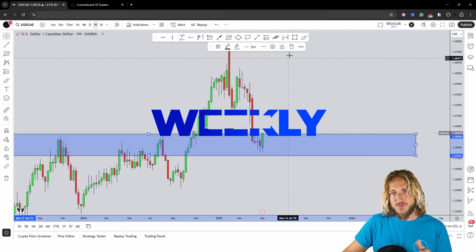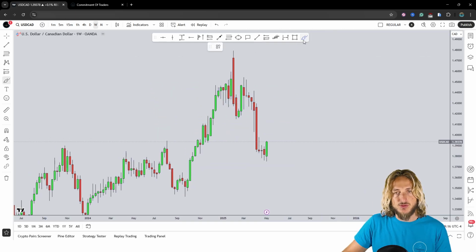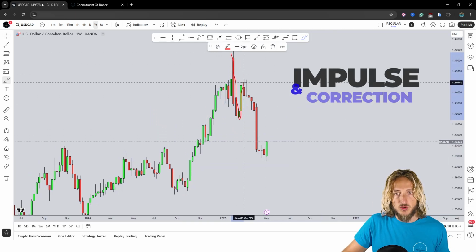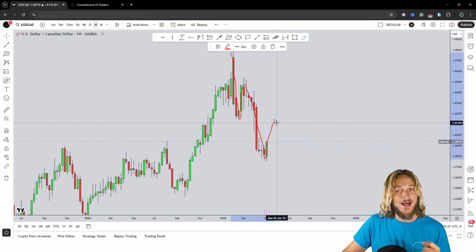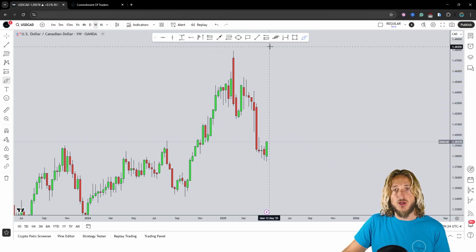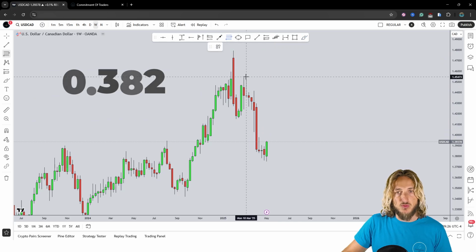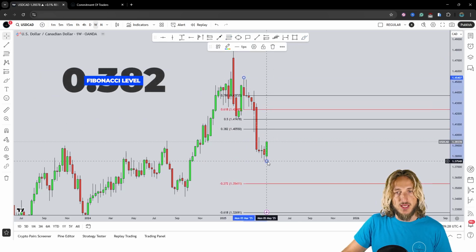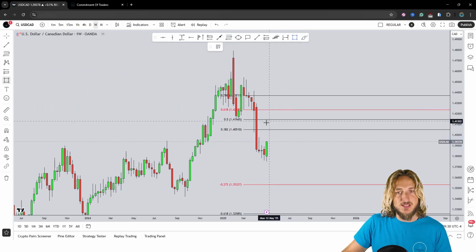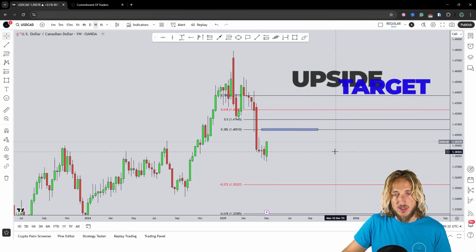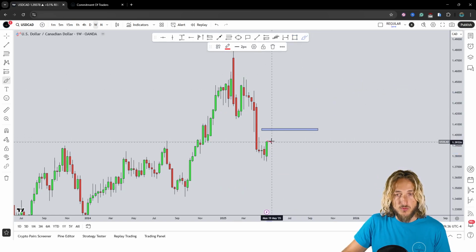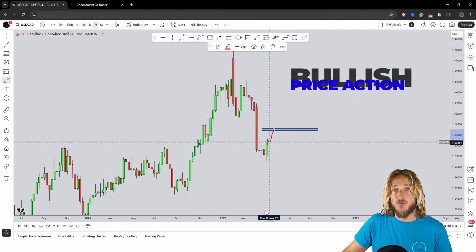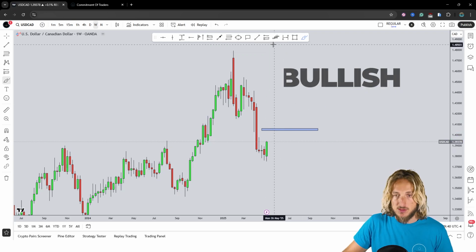Now, from a weekly perspective, what we can notice is that from a structure perspective, we had the impulse, correction, new lower low. The next logical step would be to see a deeper correction for the market to retrace at least to the 0.32 of the Fibonacci taken on the impulse leg. This gives us a first potential upside target at this area, which means that there is more room for bullish price action to be developed away from this zone.